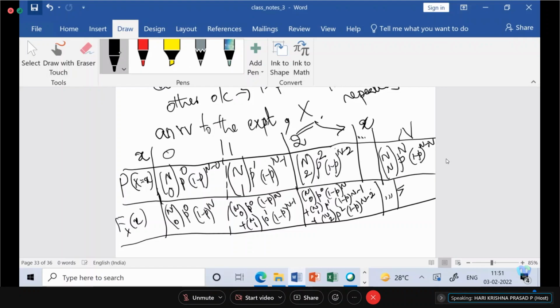See, what is the last term? It includes all the values for small x. So how do I write that? Sigma NCk p power k times 1 minus p to the power n minus k, running from 0 to, what value shall I put, please?